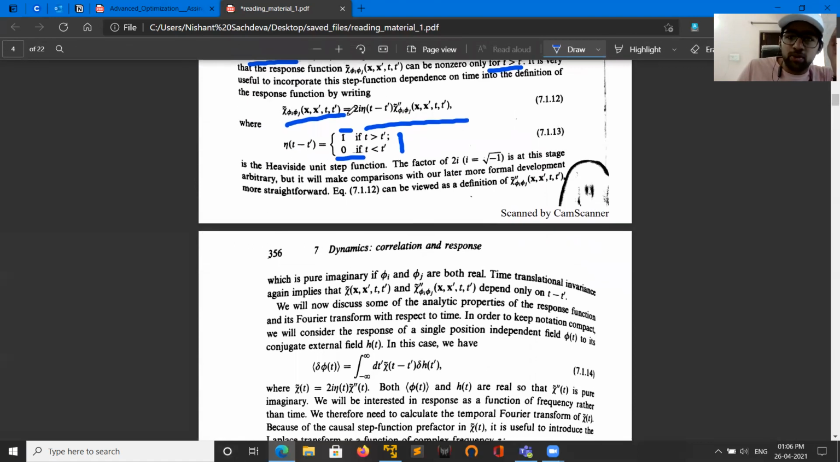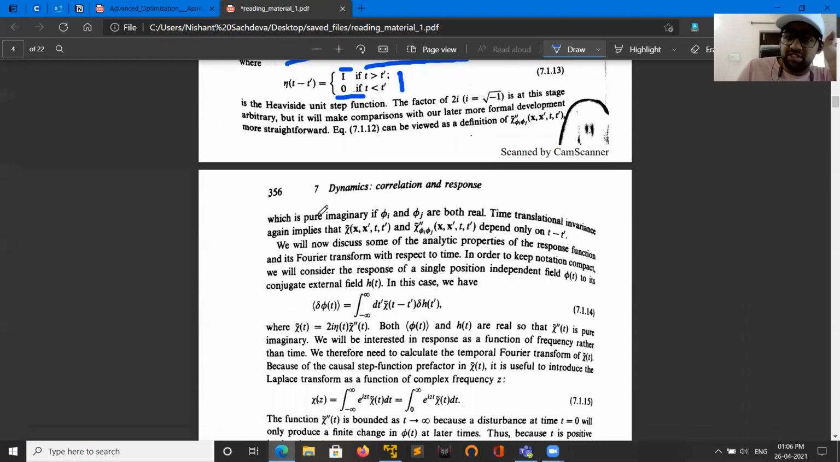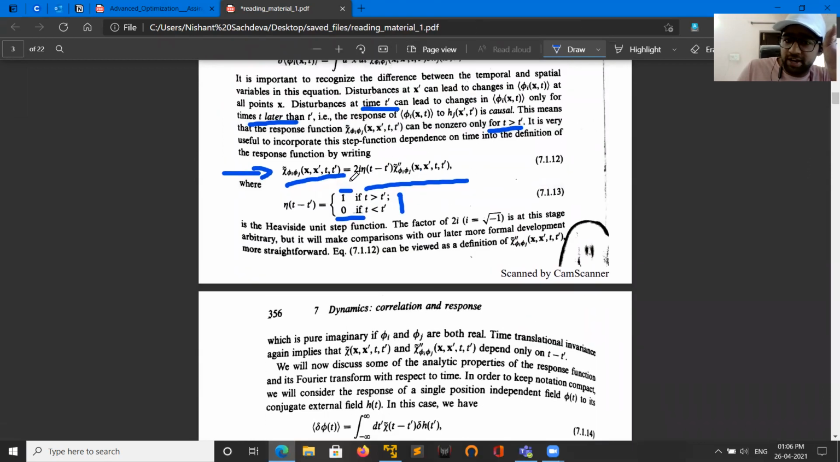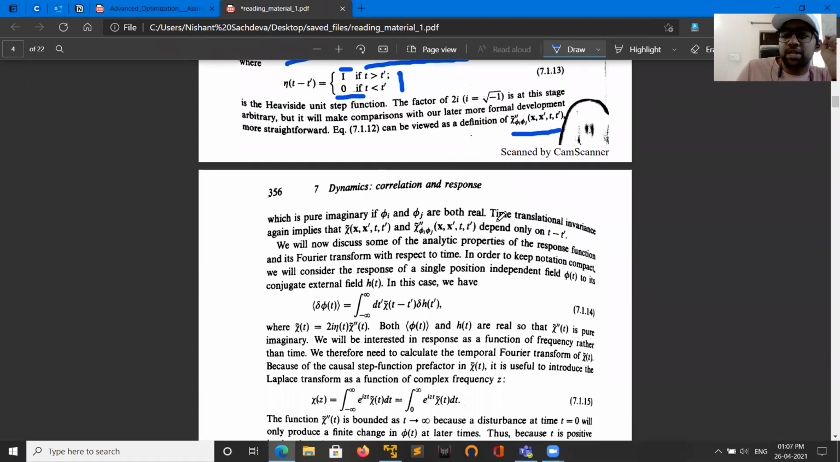Now, equation 7.1.12, which is this particular one here, can be viewed as a definition of x tilde double dash, which is the double derivative of x tilde for phi i phi j, which is basically purely imaginary if phi i and phi j are both real. Now be careful, if phi i and phi j are both real, this is basically imaginary. The time translation invariance again implies that x tilde and x double tilde of phi i phi j depend only on t minus t dash. It's the time difference that they depend on, not particular times.